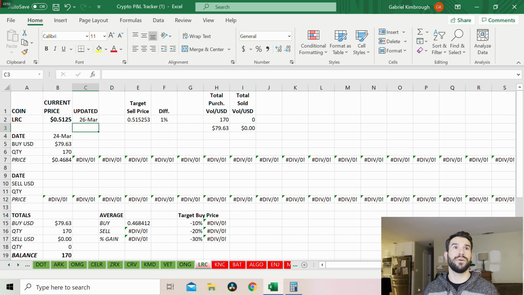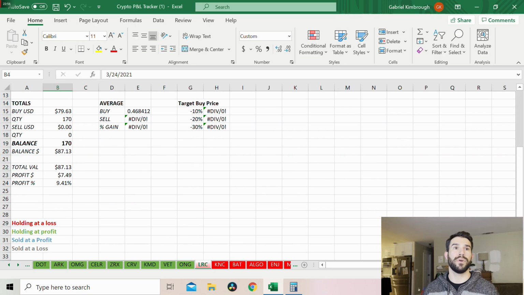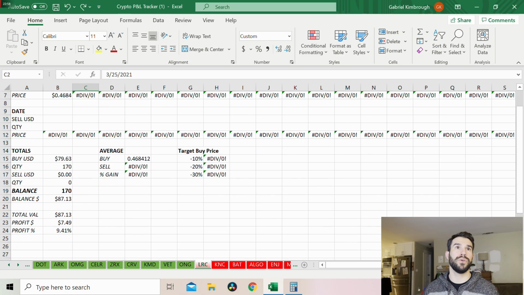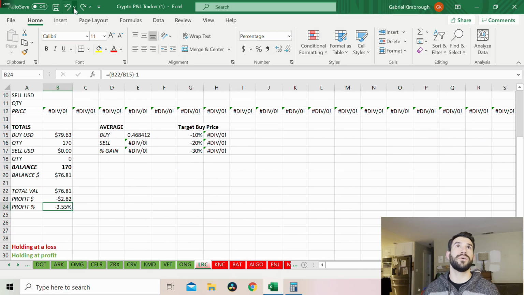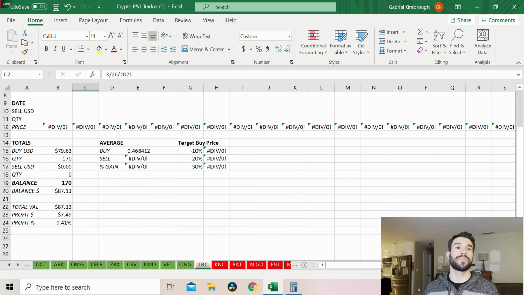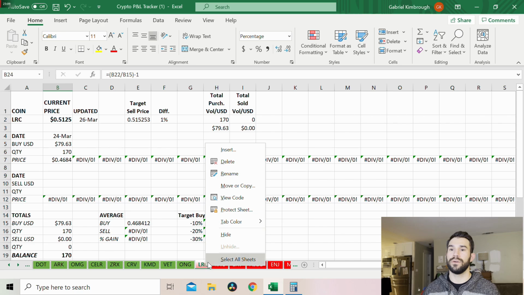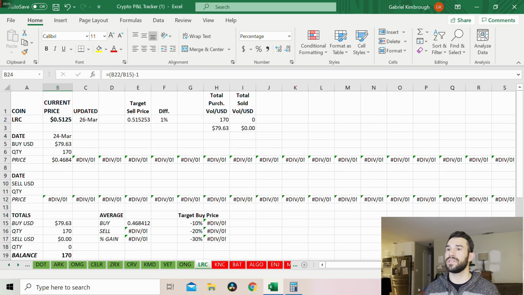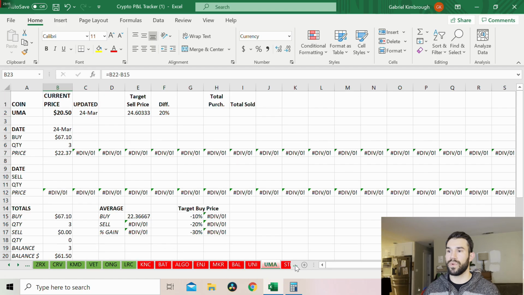So this one now, I just purchased on the 24th, and I don't know if you noticed, I was at a loss. Let me just hit undo so you can see I was at a loss, and now at a 9.41% profit. So this feels good. I can update this to green. So as of a couple of days ago, when everything was coming down, I had a lot in the red. I was still at a profit overall based off of my purchases and transactions.